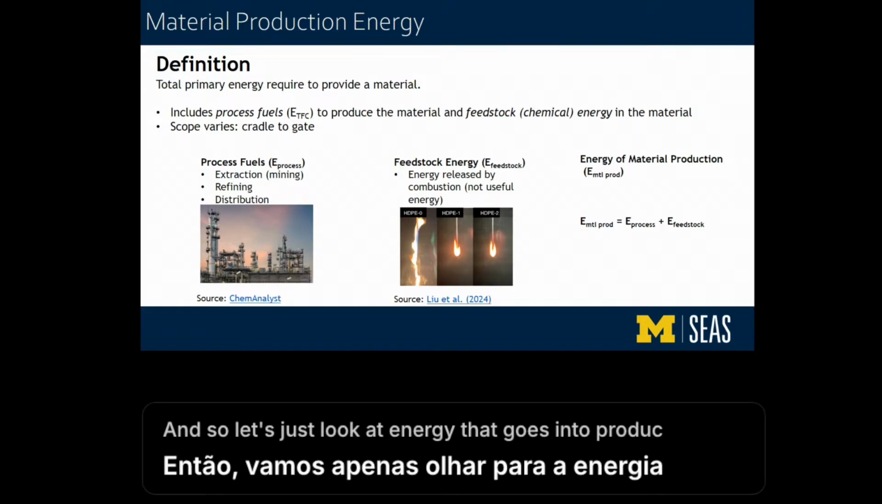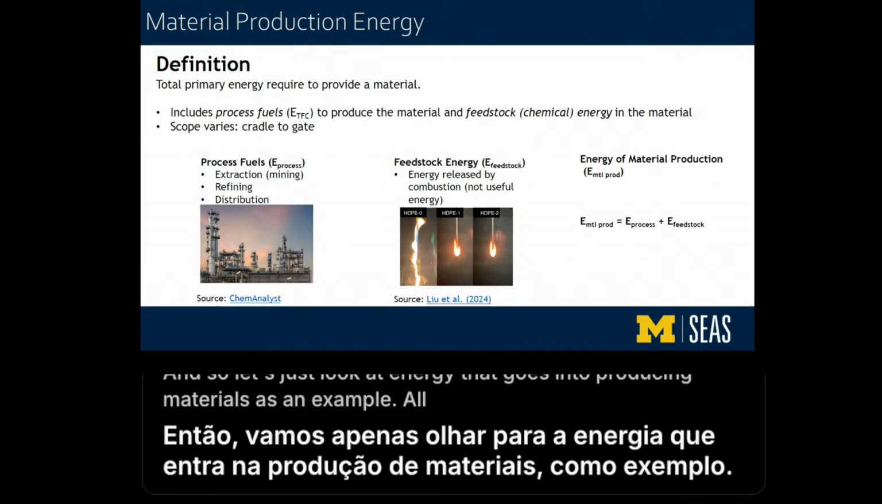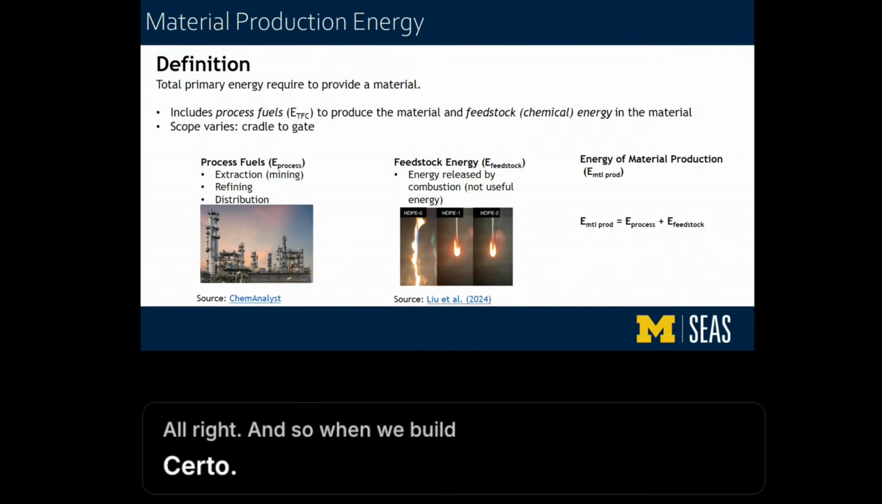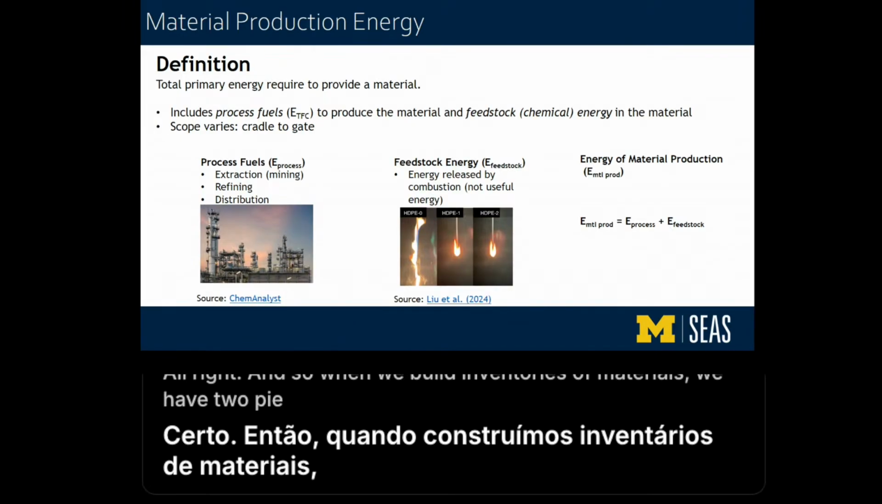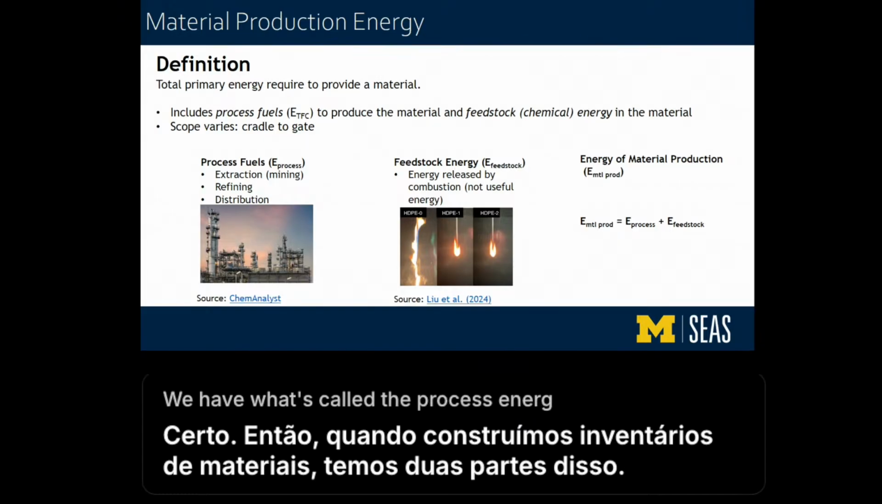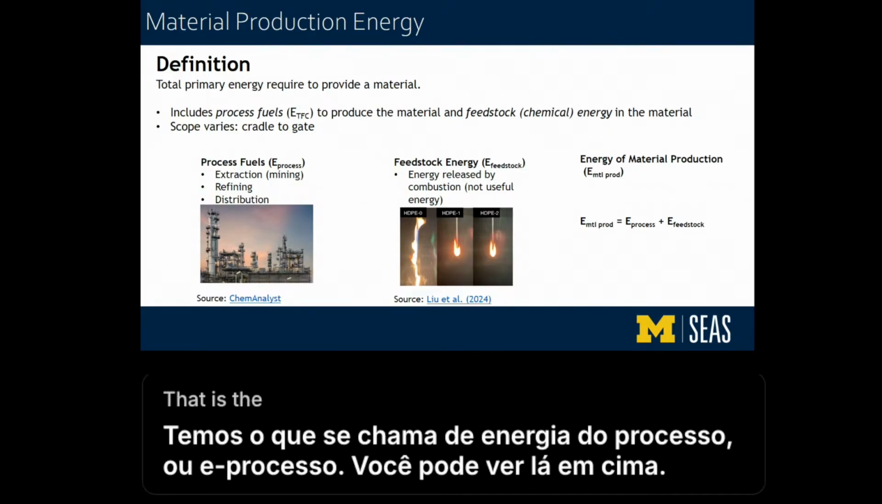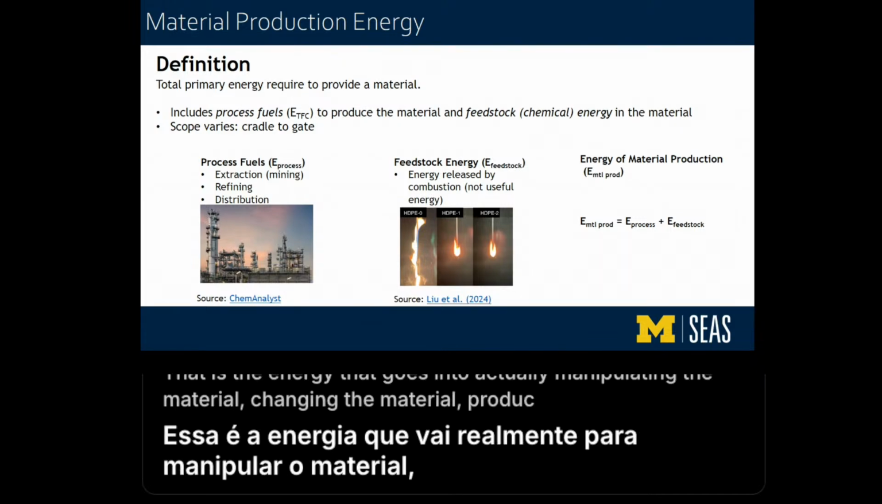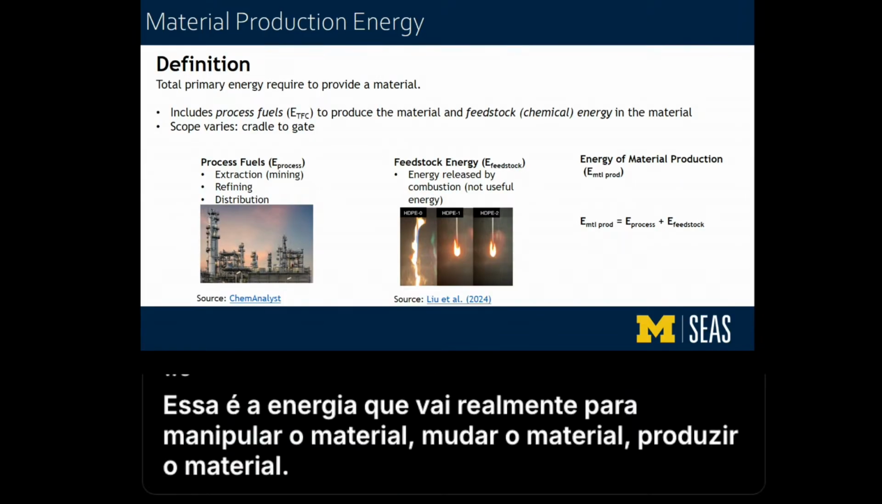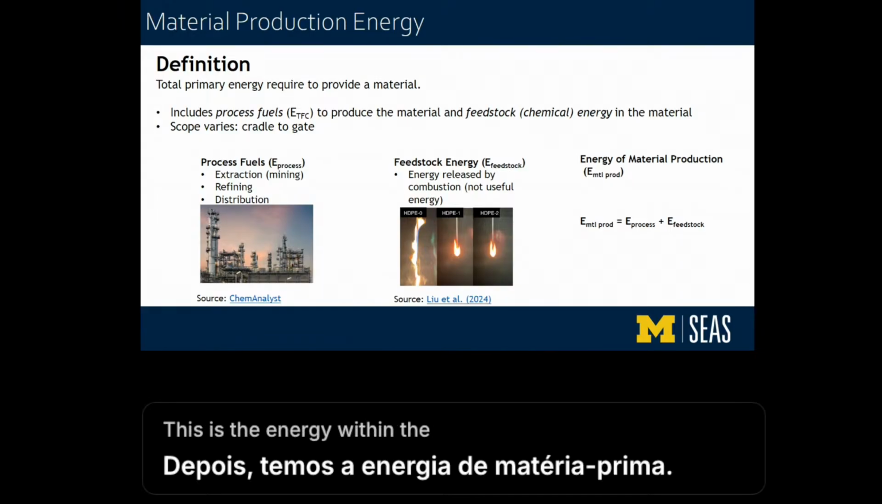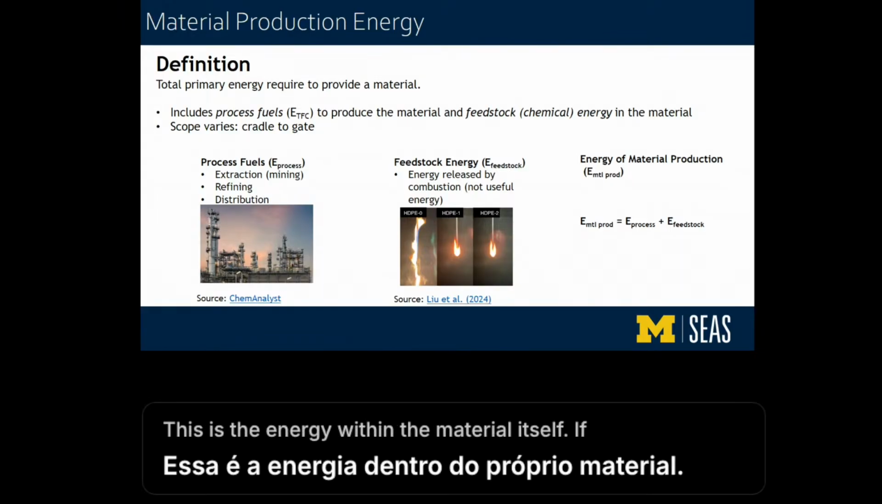All right? And so when we build inventories of materials, we have two pieces to it. We have what's called the process energy, or E-process. You can see it up there. That is the energy that goes into actually manipulating the material, changing the material, producing the material. Then we have feedstock energy. This is the energy within the material itself. If I decided to burn that material, there's energy contained within it, right?